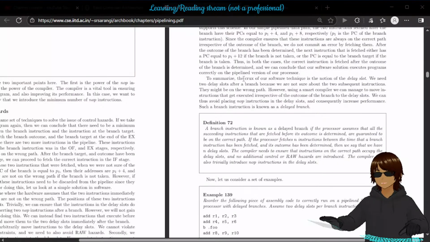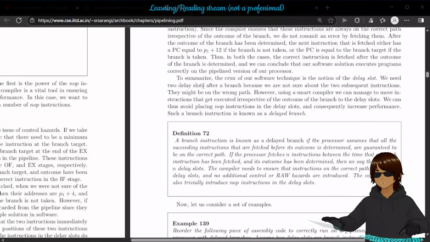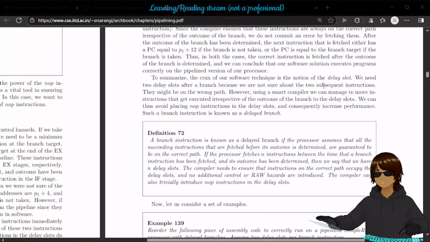To summarize, the crux of our software technique is the notion of delay slot. We need 2 delay slots after a branch because we are not sure about the 2 subsequent instructions. They might be on the wrong path. However, using a smart compiler, we can manage to move instructions that get executed irrespective of the outcome of the branch to the delay slot. We can thus avoid placing NOP instructions in the delay slot and consequently increase performance. Such a branch instruction is known as a delayed branch.